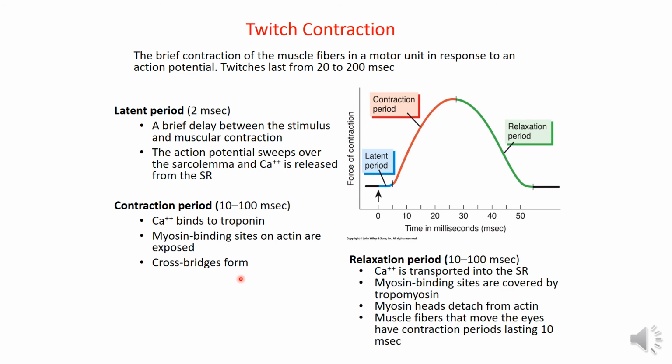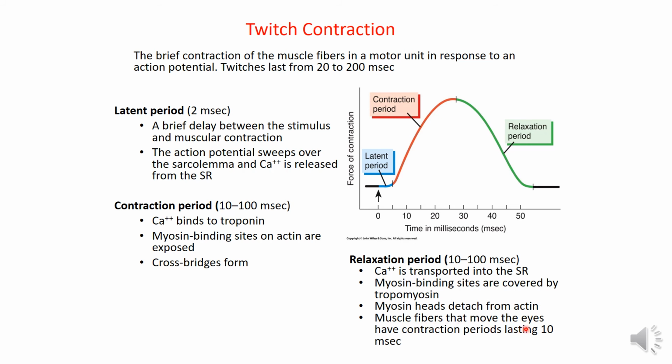The last phase is the relaxation phase, caused by the active pumping of calcium inside the sarcoplasmic reticulum. Myosin head detaches from the binding sites, and the muscle is going to increase in length, with loss of shortening. Myosin head detaches from actin.